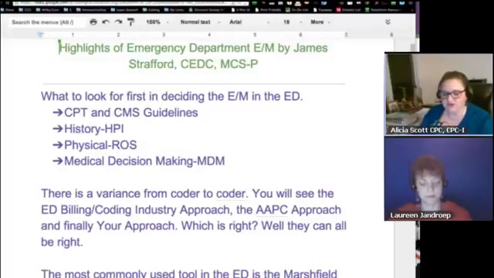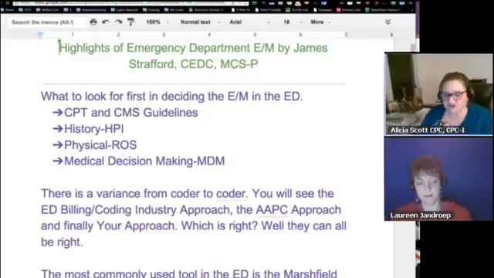So he also brought up the point that there's variances just between coder to coder. You'll see the ED billing and coding industry approach, they're coding things one way, the AAPC approach is coding it a different way, and then the way you code it or the way you see it could be completely different. So he's saying, which is going to be right? And actually we're all right, we just see things differently.